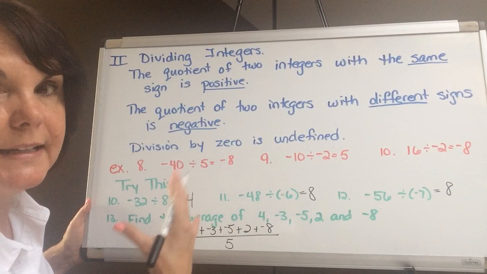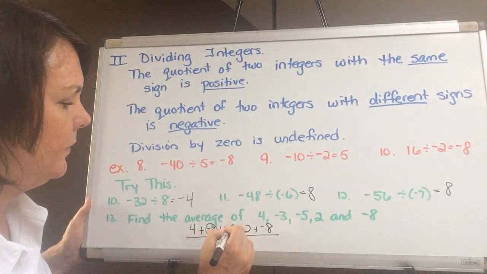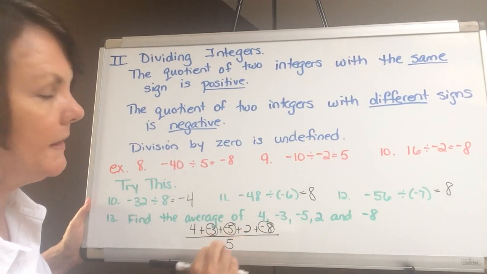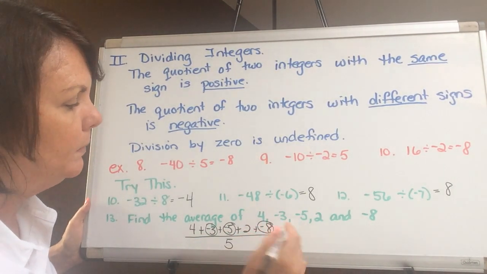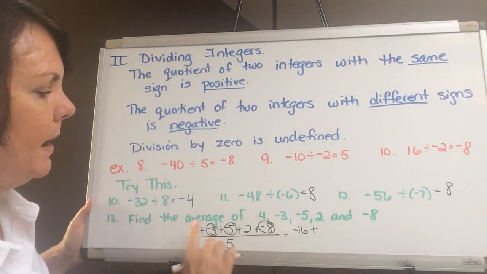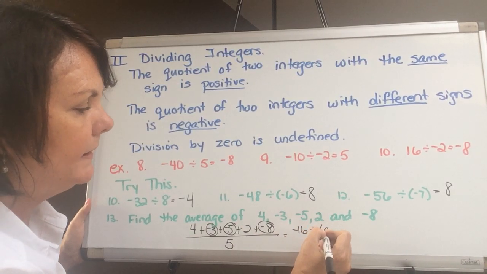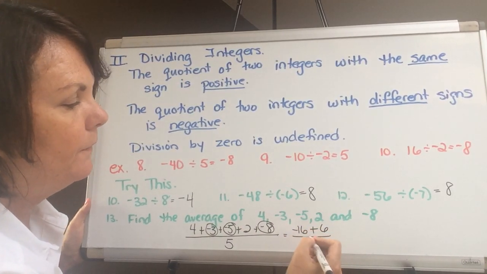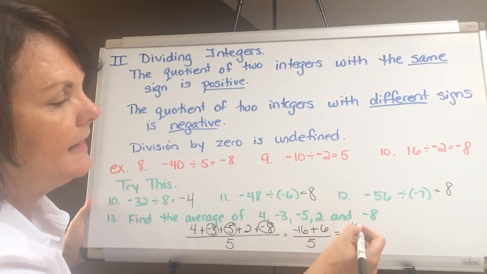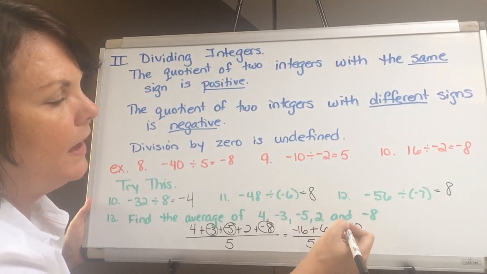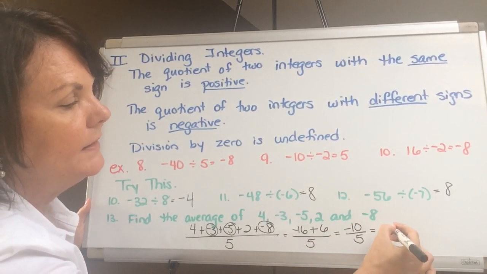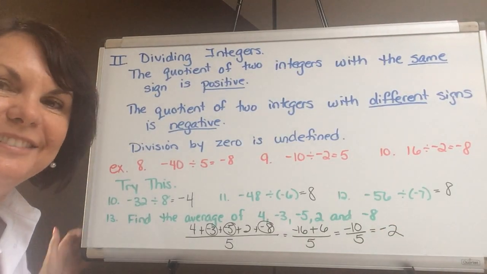Now, if you remember, anytime we have a list of numbers, add up all the ones that are the same. Negative 3, negative 5, and negative 8. Negative 3 plus negative 5 is a negative 8, plus a negative 8 is a negative 16. Then I'm going to add a positive 4 and a positive 2, which is a positive 6. Divide that by 5. Negative 16 plus a positive 6 is a negative 10 divided by 5. A negative divided by a positive is a negative, and 10 divided by 5 is 2. And there you go. Good luck.